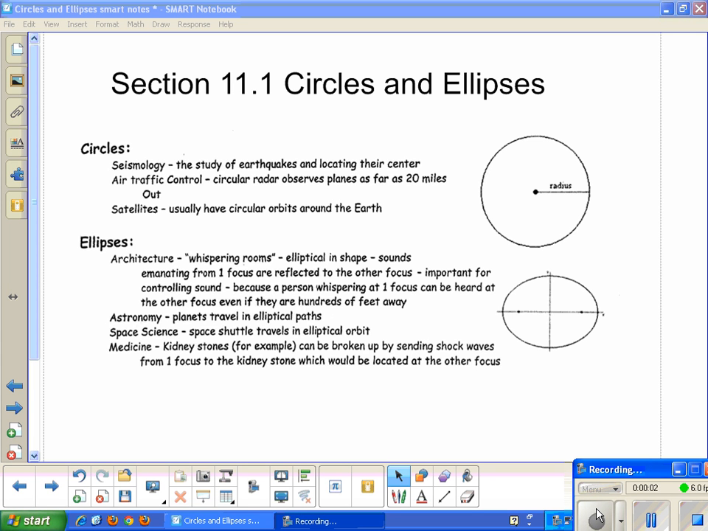Section 11.1, circles and ellipses. Circles have applications in seismology, aircraft traffic control, satellites, and ellipses in architecture, astronomy, space science, medicine. So there's lots of applications to these problems that we're going to be doing. We're just going to start off with the basics for right now.